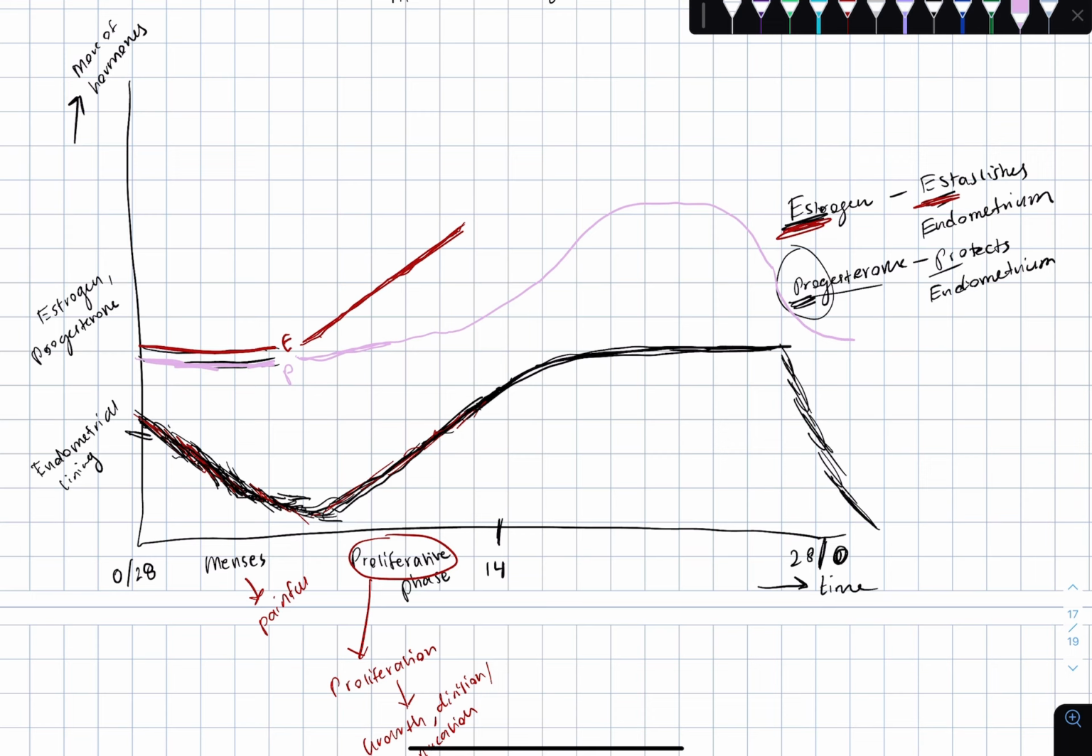So progesterone is remaining kind of low, but then it's going to shoot up once we are protecting the endometrium. The endometrium has been established by estrogen over here.